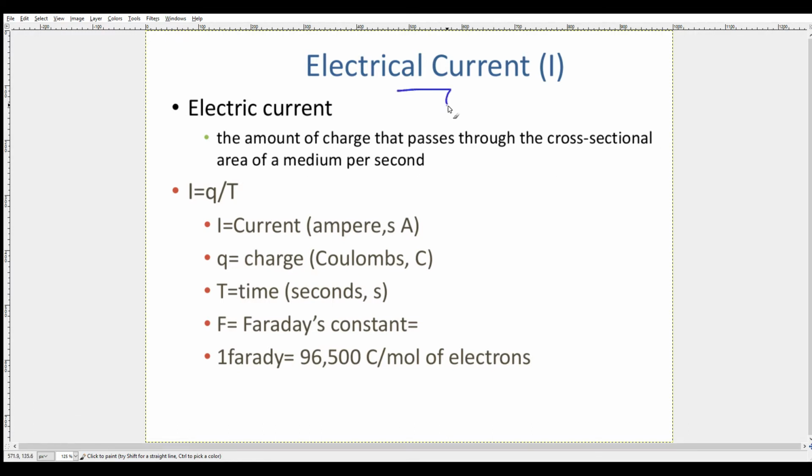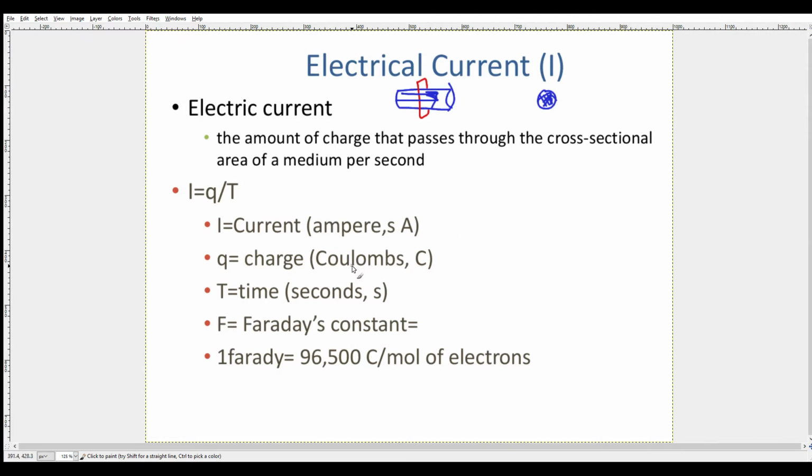In other words, let's say you have a tube and you take a cross-section of it. So you get a saw and you cut it right here. You cut that piece out and you open it up and you look down the center of the tube. This is a cross-sectional area. The amount of charge that passes through that section is the electrical current.